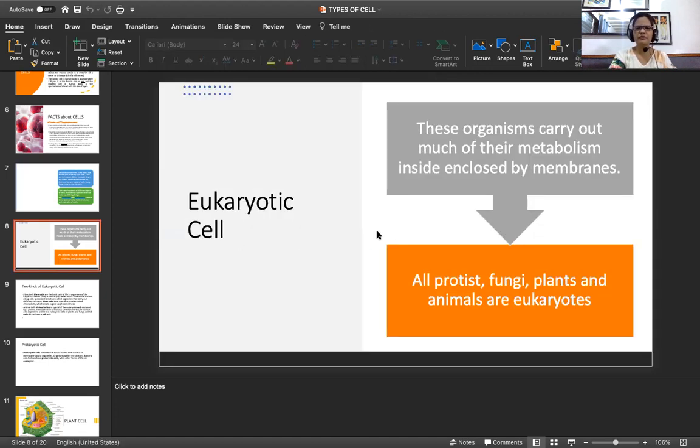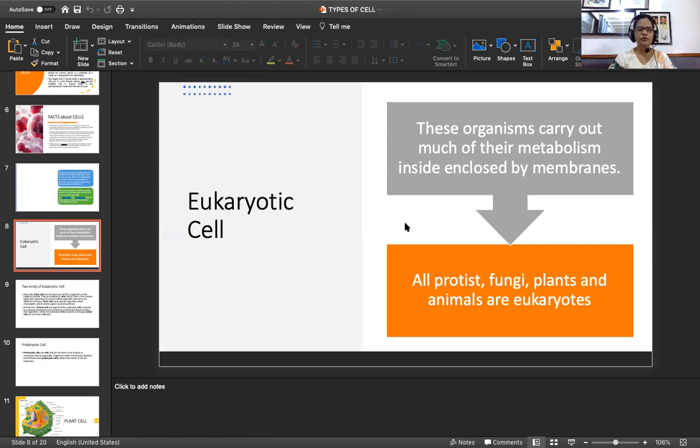So, what are eukaryotic cells? These organisms carry out their metabolism inside enclosed membranes. Not only eukaryotic cells, but also prokaryotic cells are enclosed by membranes. Examples of eukaryotes are protists, fungi, plants, and animals.